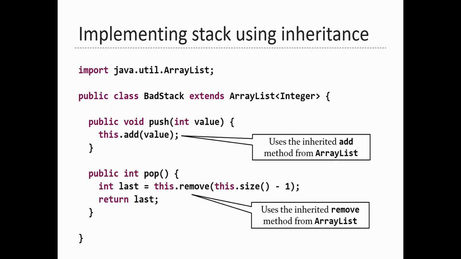How do I remove an element from the end of the list? Well, list has got a remove method. That means BadStack has a remove method. So I just call remove and remove the last element from the list. And that's it. You're done. Look, there are no fields, no constructors, there's nothing. There's just two methods, and you have a fully functioning stack.